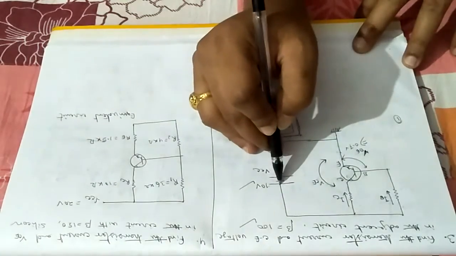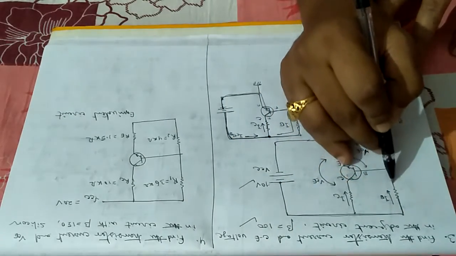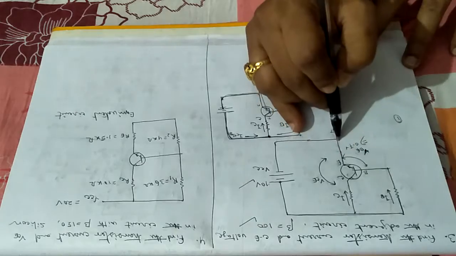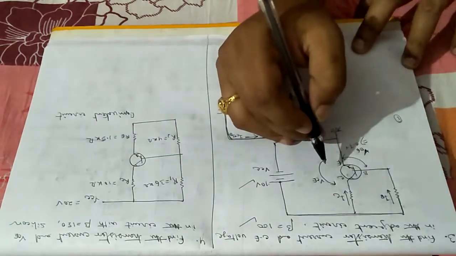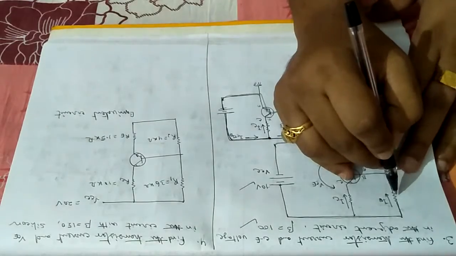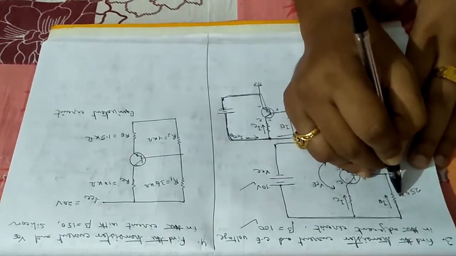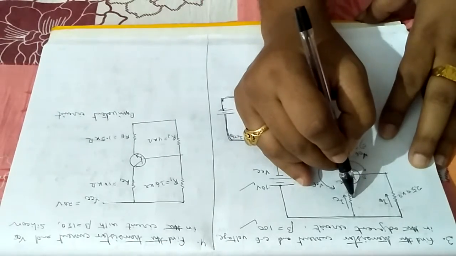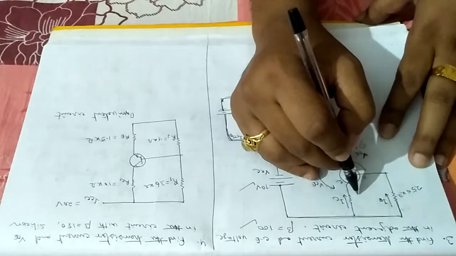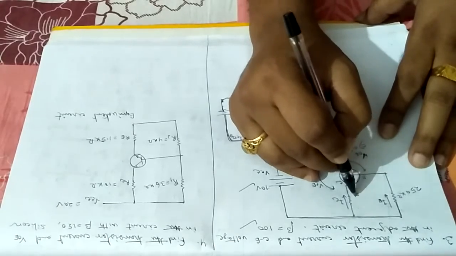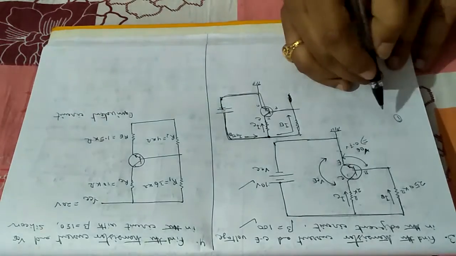So consider the input terminal starting from this point. It goes through this, then completes the circuit. Done, very simple. Some values should be given. Suppose the value of RB is 250 kilo ohm. The value of RB and RC will be given. Suppose RC is 2 kilo ohm. Nothing more is required.